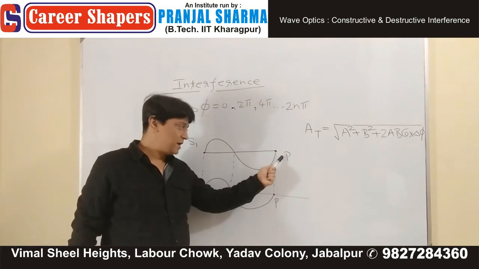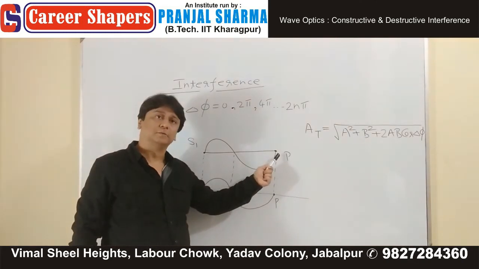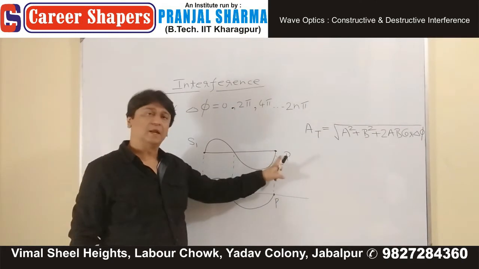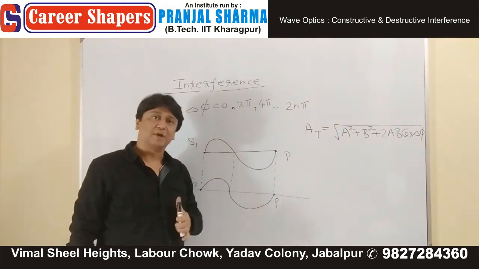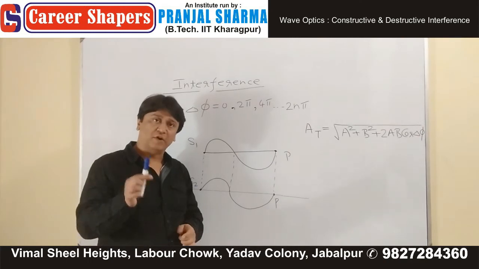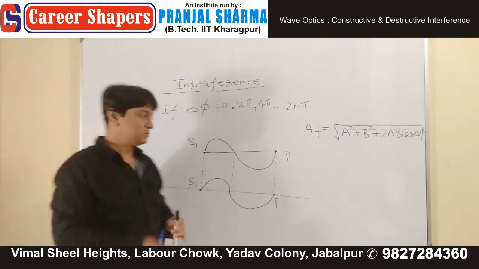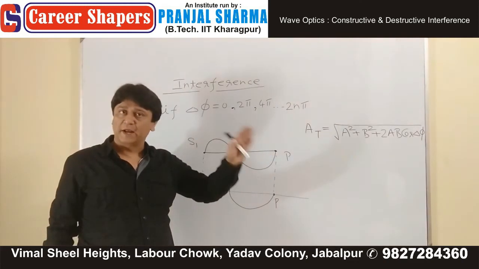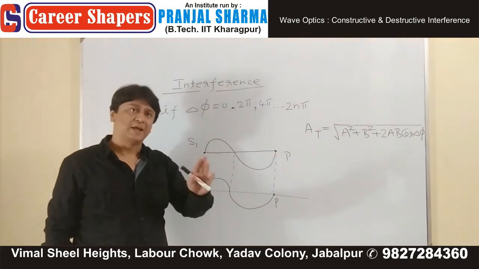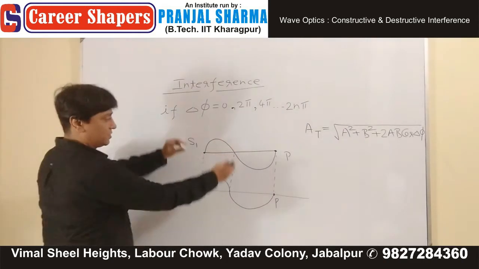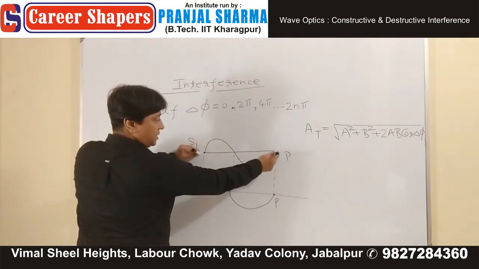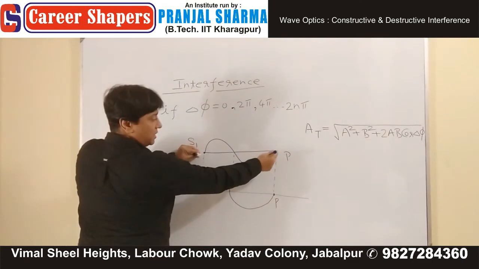Now, whatever happens at S1 does happen at P also. Distance between this and this is what? Lambda. What is lambda? Wavelength. What is the meaning of wavelength? Wavelength means separation between 2 points which oscillate exactly same. Like this. If you have a particle at S1, another particle at P, then their behavior will be like this.